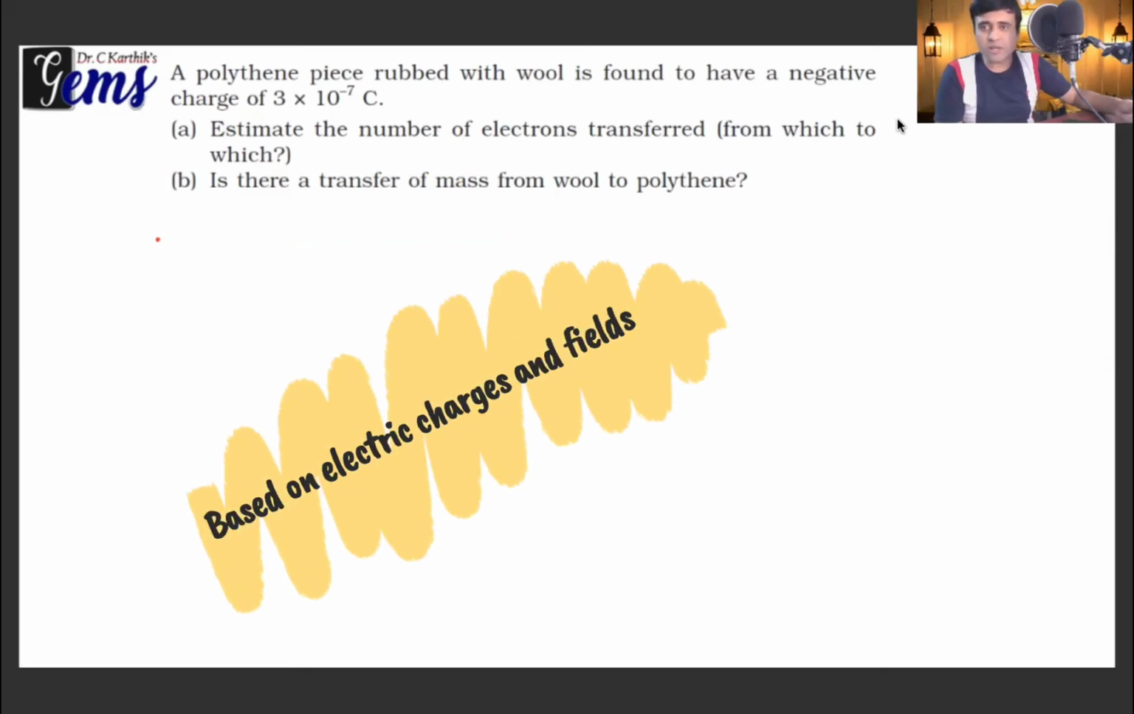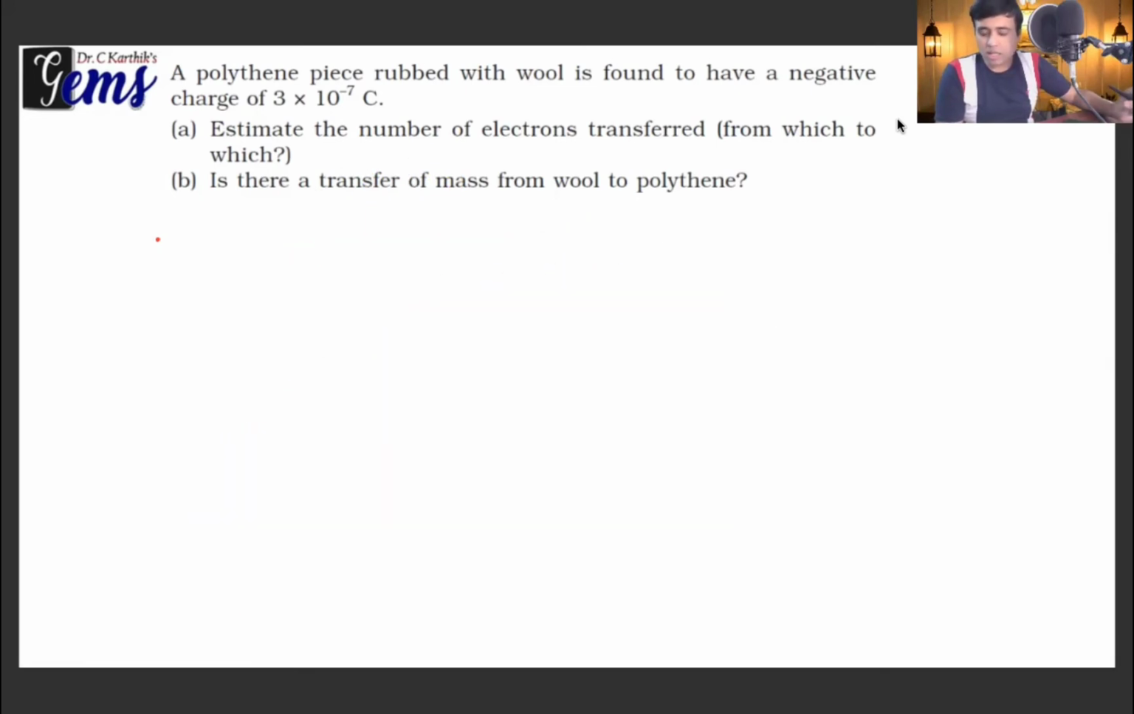Let us read this question now. A polythene piece rubbed with wool is found to have a negative charge of 3 into 10 raised to power minus 7 coulomb. So you have two objects here. This is your polythene, suppose, and suppose you have your wool here, for example. So this polythene is having a negative charge. And how much is this charge? This charge is given by the polythene charge, which is 3 into 10 raised to power minus 7 coulomb, and this is negatively charged.